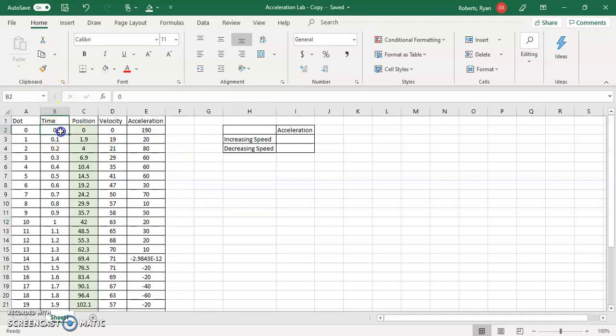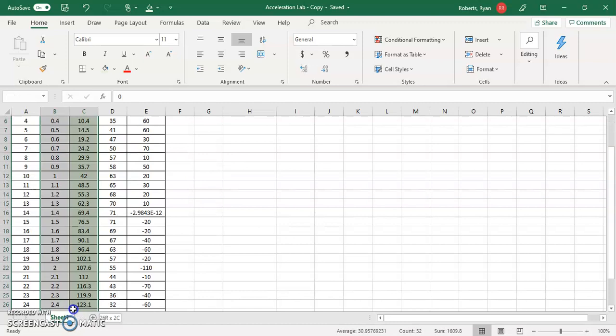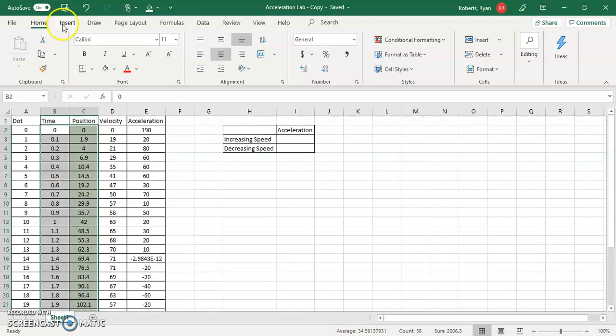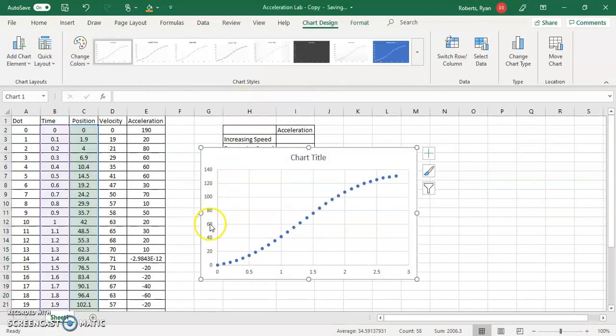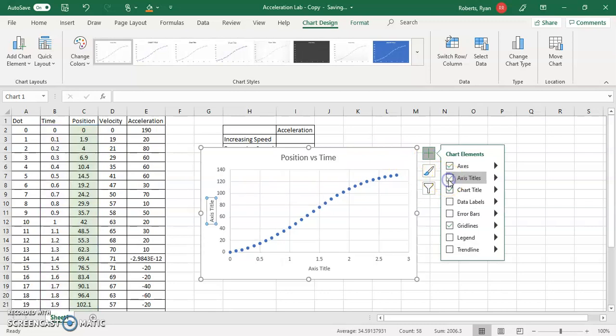So first up is position and time. So I'm going to just click and drag, select my time and position data. Okay. So we got that. Insert. Dots. Looking really good here. So this is a position versus time graph. Okay, I'm going to want some axis titles.